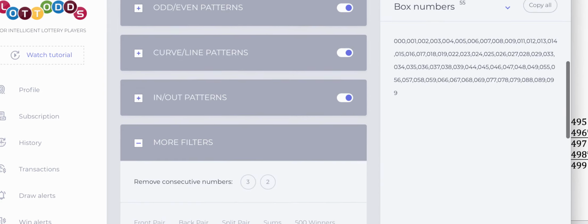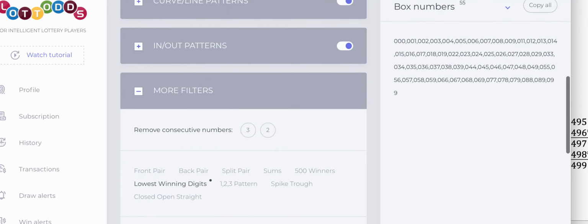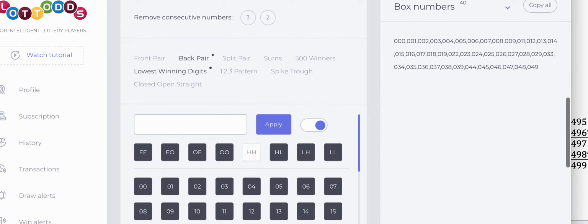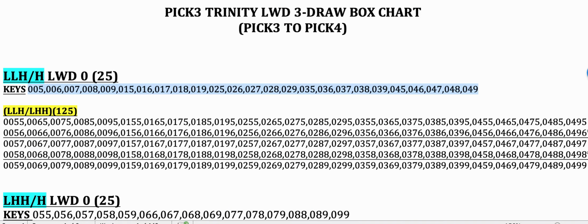All right, and that's how you do that here. And then look here, if you go to the back pair and it was low, low, high, we said, the first one, you remove those, low, high. You got 25 numbers right there. Let's see the chart, and there's your 25. And 25 is converted, right?